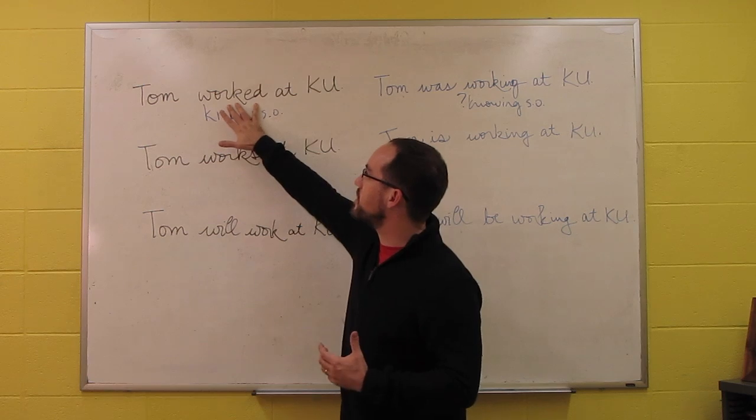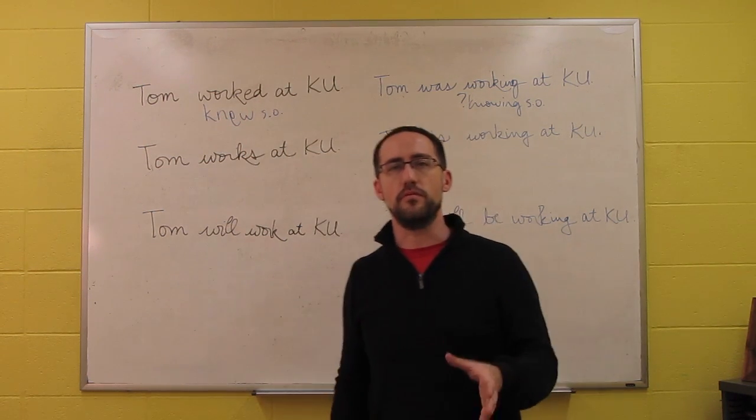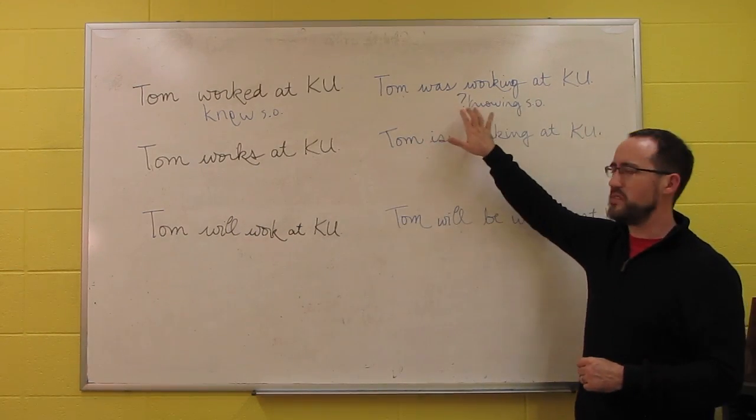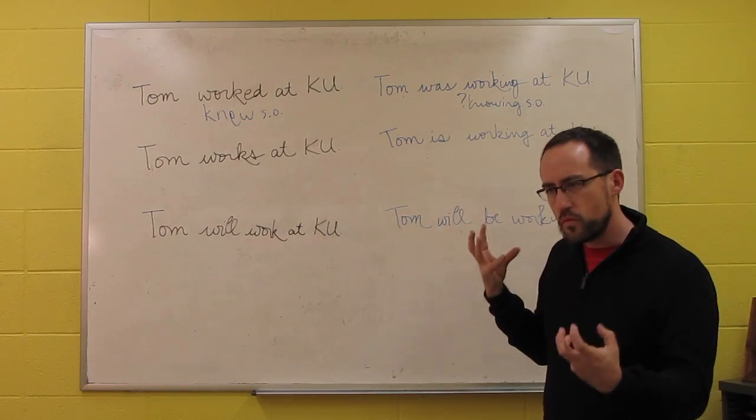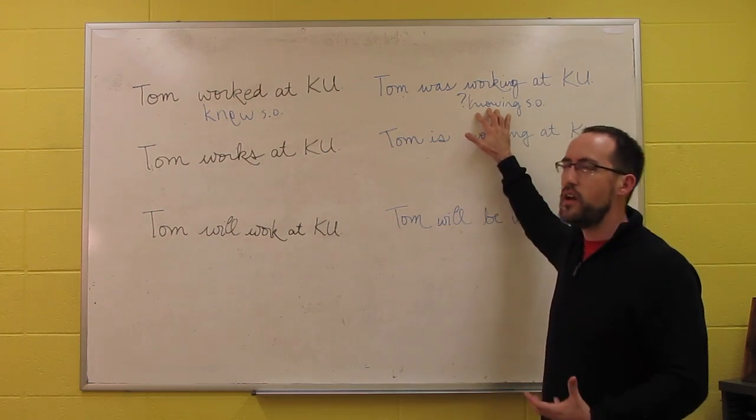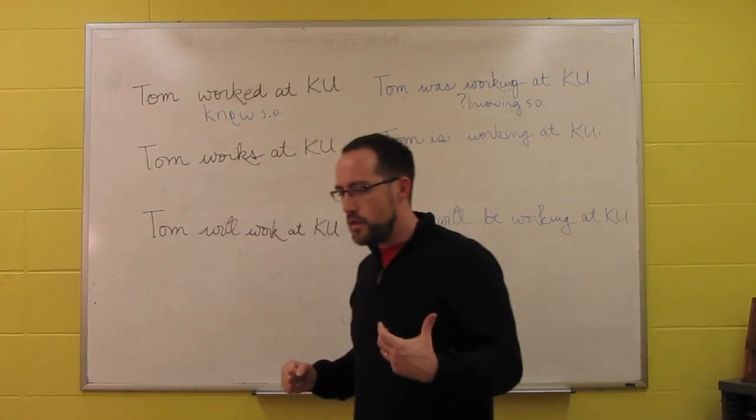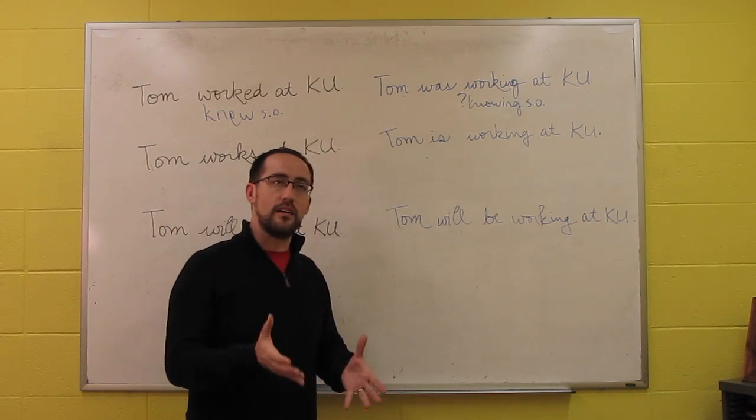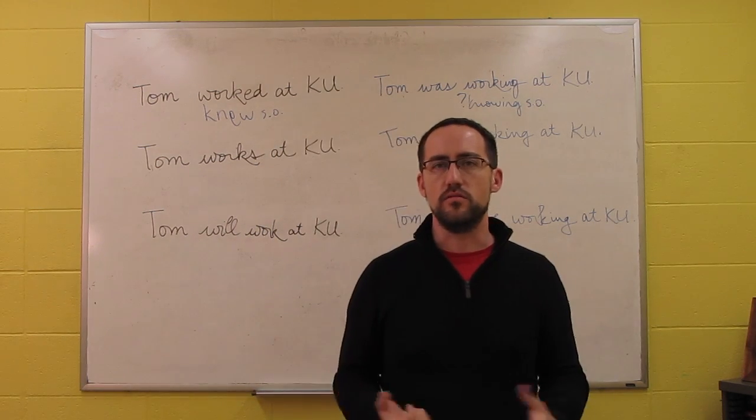So if we say Tom worked at KU, that's fine. If we change that to Tom knew someone at KU, that's also fine. But if we change Tom was working at KU to Tom was knowing someone at KU, then that's really weird. And the reason it's weird is because the kind of events that knowing events are just doesn't fit with this aspect. And a lot of verbs behave that way. And so there's a systematic way that these verbs differ, and that ties into what Aktionsart is all about.